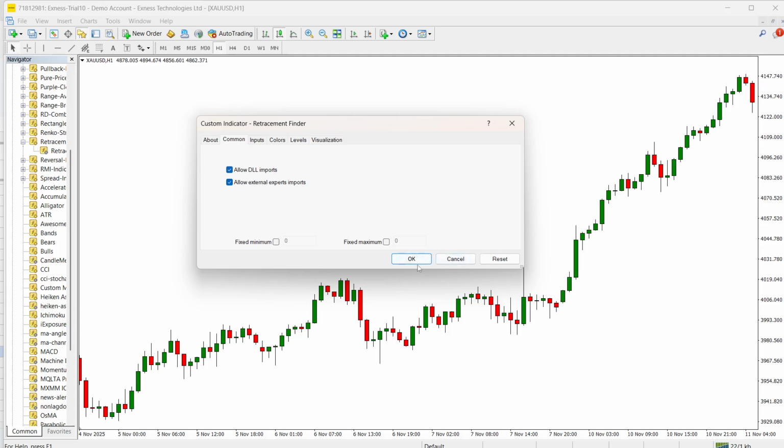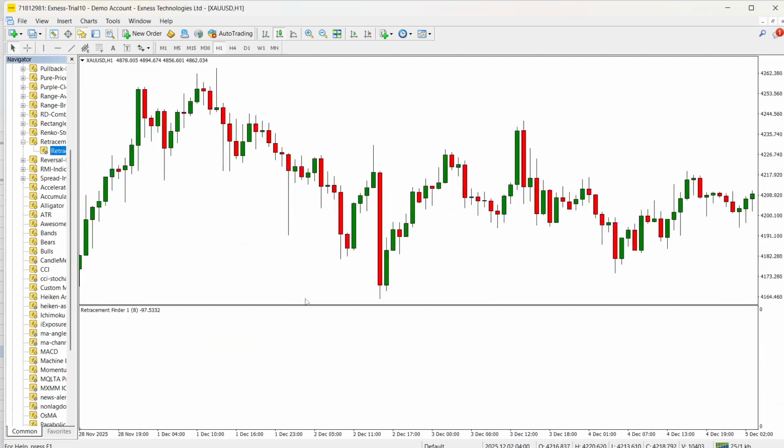Remember to allow the DLL imports, and there we have it.